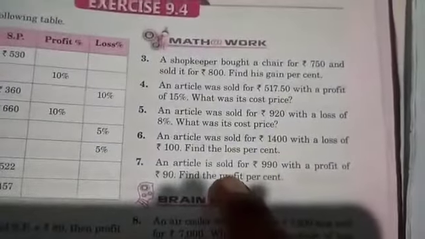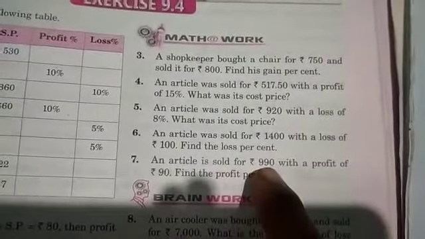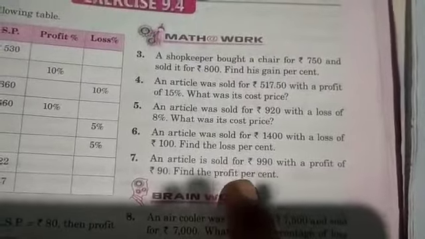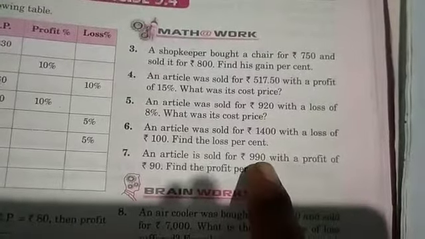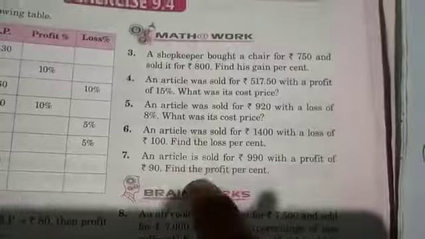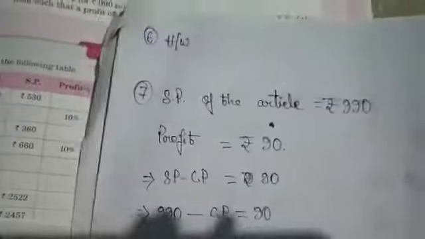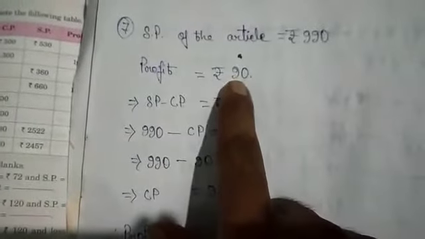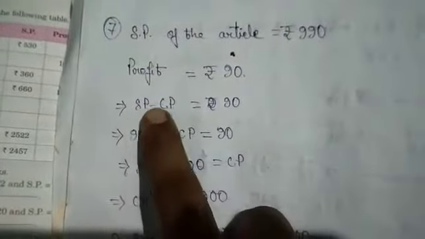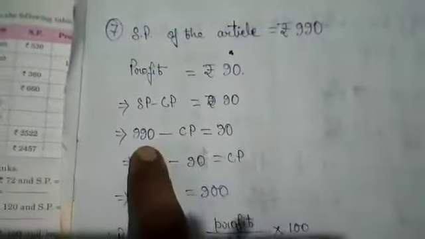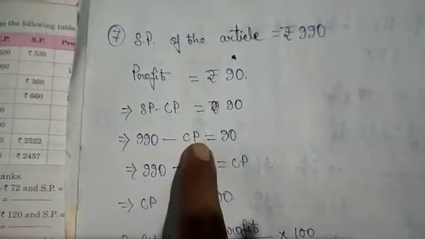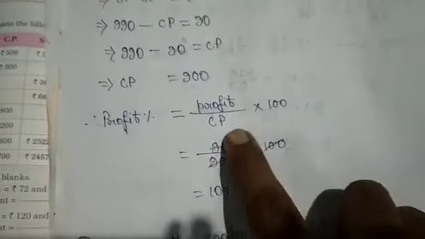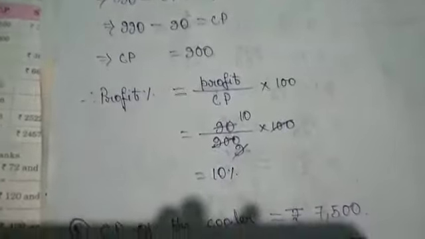Question 7. An article is sold for rupees 990 with a profit of rupees 90. Find its profit percentage. So it has been sold at 990 with a profit of 90. So your profit and selling price are given. You have to find out the profit percentage. We know that SP minus CP is equal to profit, 90. SP is given as 990. So our CP comes as 900. Now we have both profit and CP. Put the values and you will get the profit percentage.